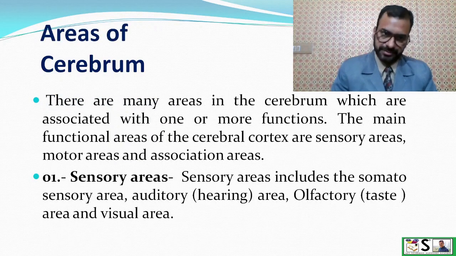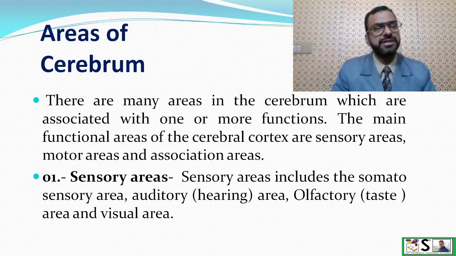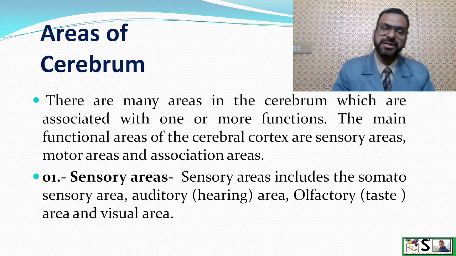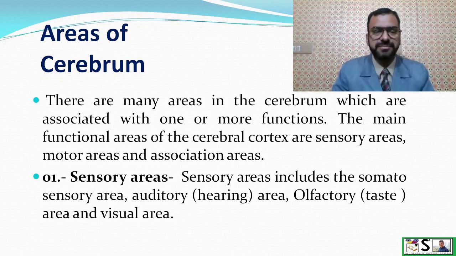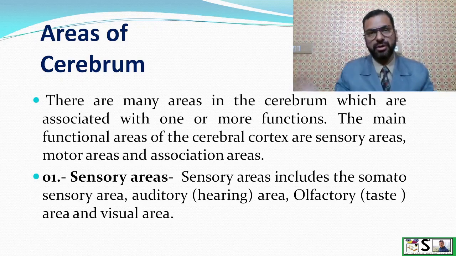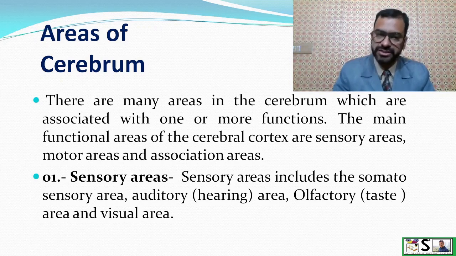Now, areas of cerebrum. There are many areas in the cerebrum which are associated with one or more functions. The main functional areas of the cerebral cortex are sensory areas, motor areas, and association areas. Sensory area means which receive the sensation from all parts of the body. The sensory areas include somatosensory area, auditory area, olfactory area, and visual area.